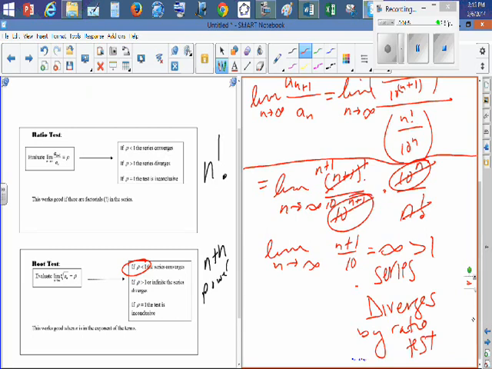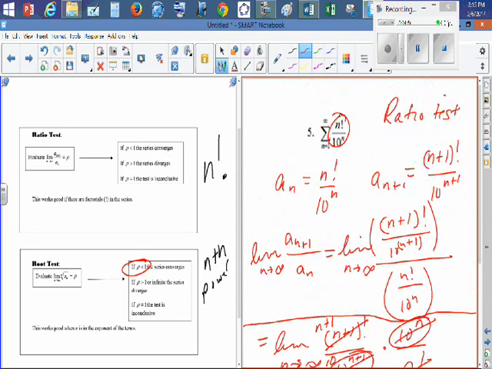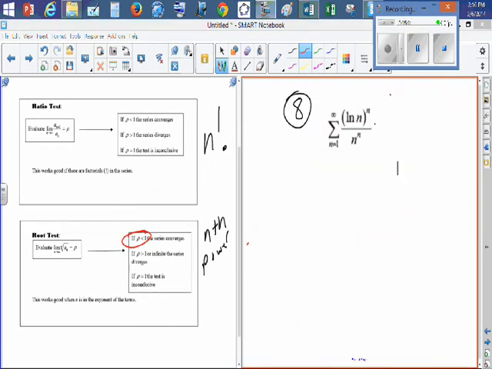What does that tell us? Well, that tells us pretty much that factorial trumps exponential. Factorial goes faster than exponential. Okay, next one I'm going to look at is number 8 on your extra practice problems in this worksheet.